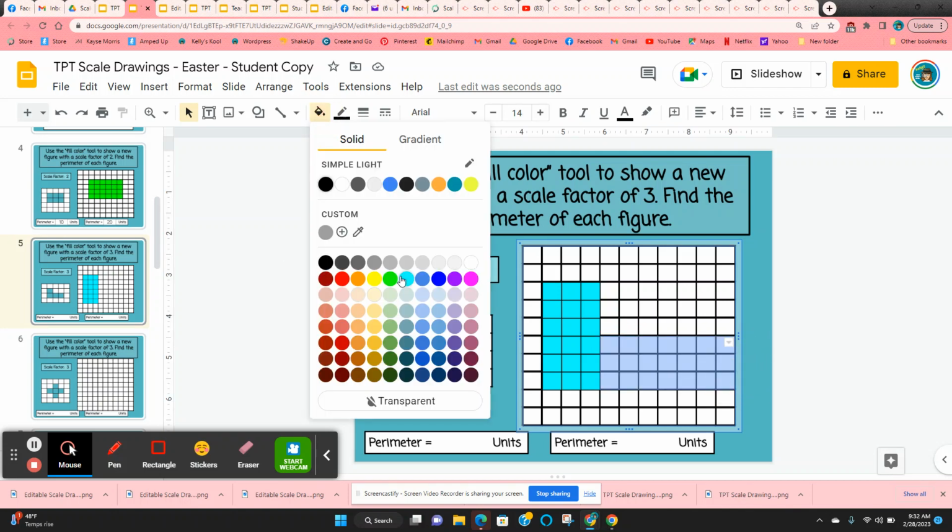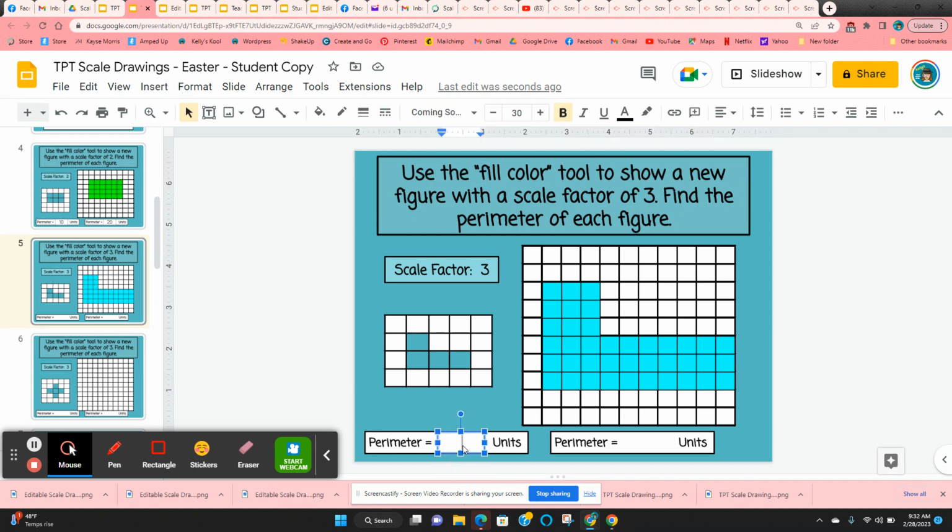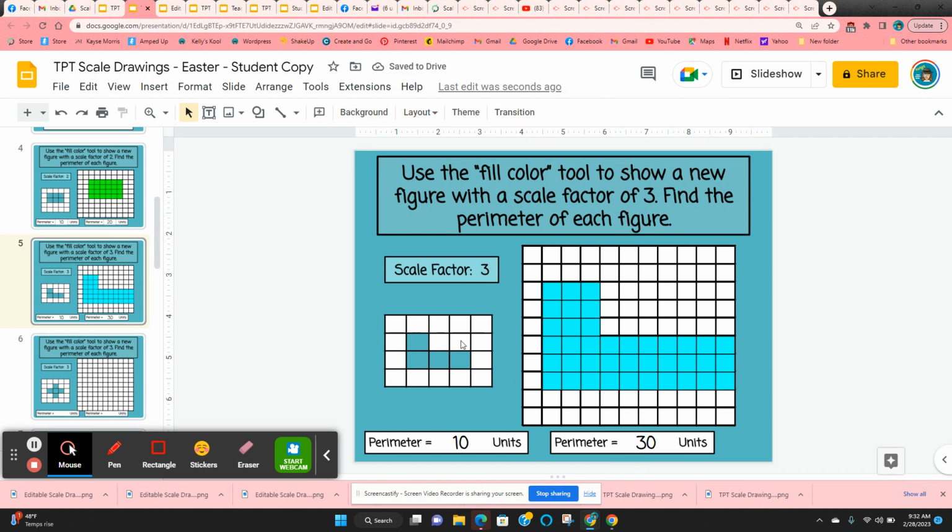Students get pretty creative with the colors. Sometimes they use different colors, which is okay. Now they have a figure that's scaled up by a scale factor of 3. Each side was multiplied by 3. If they look at the perimeter, the smaller figure is going to be a perimeter of 10 units. If they count the larger figure, they're going to see that it has a perimeter of 30 units. Because the scale factor is 3, the perimeter is multiplied by 3.